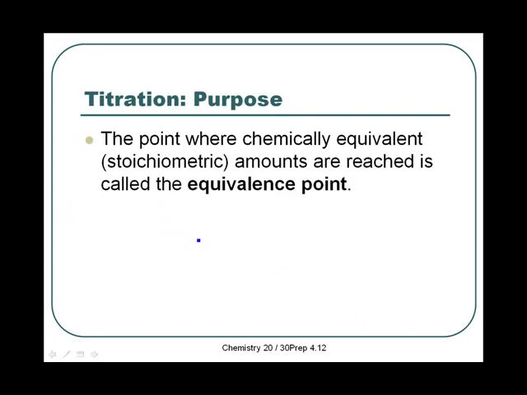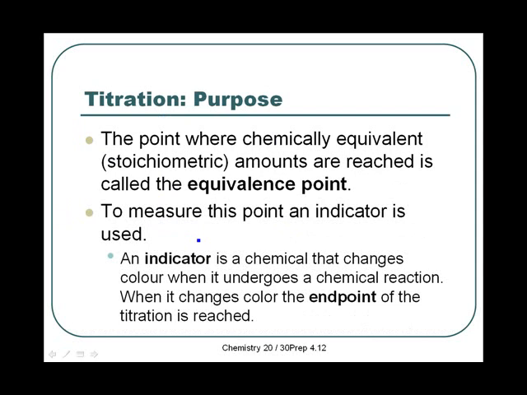So again, the purpose of a titration is to find the concentration of something when our titrant and our sample are at stoichiometric amounts, or when they're equivalent. We've reached something called the equivalence point. To find this point, because most acids and bases are clear and colorless, and because most of their products are aqueous in solution, we can't actually see when the reaction is over.